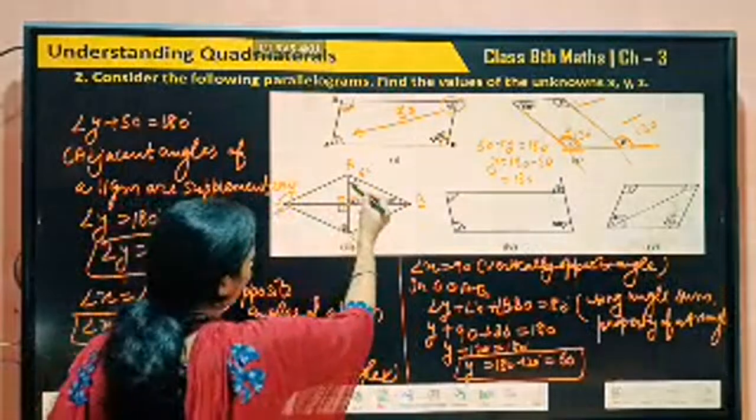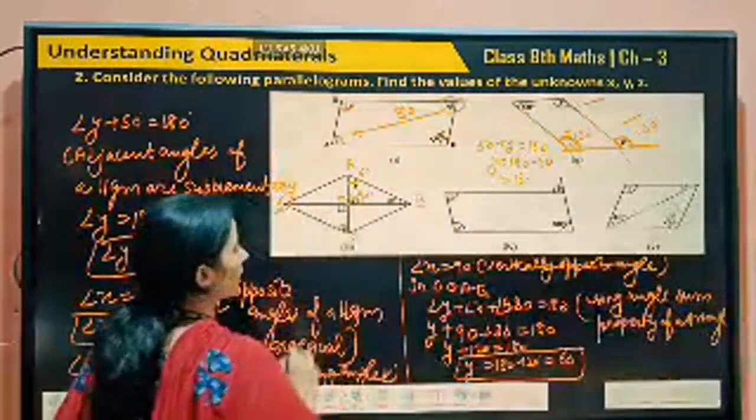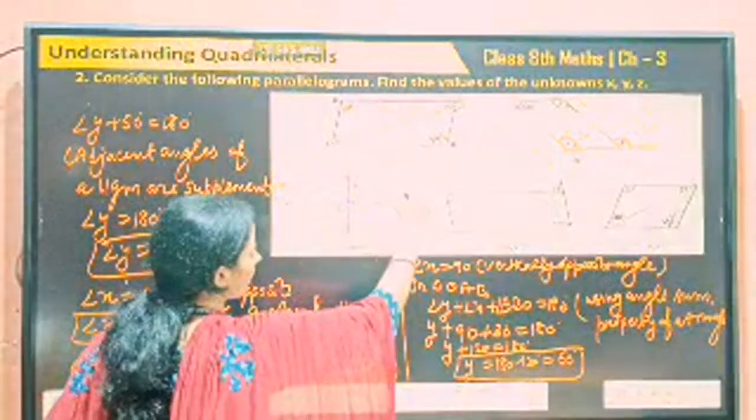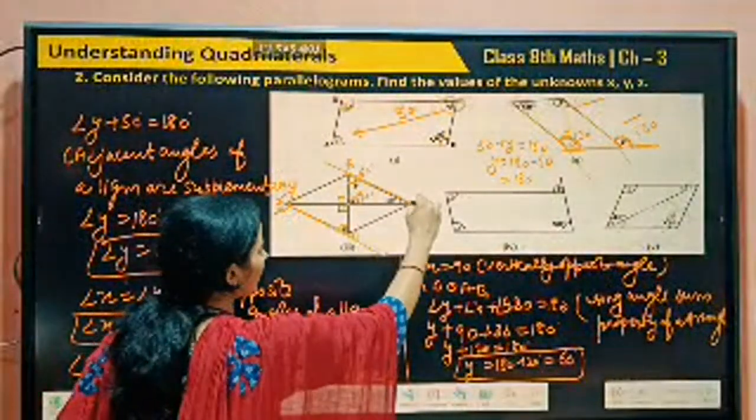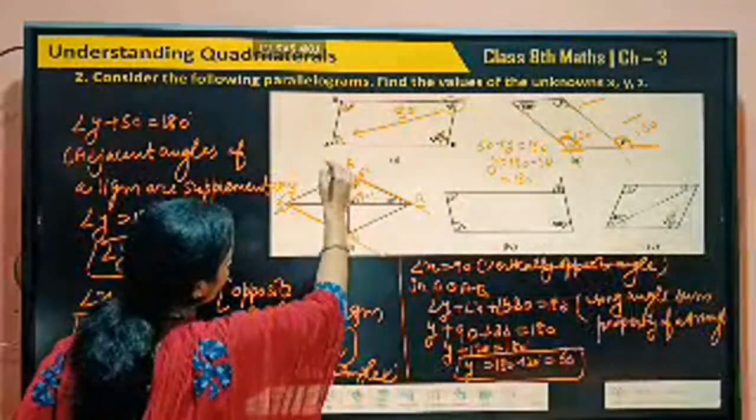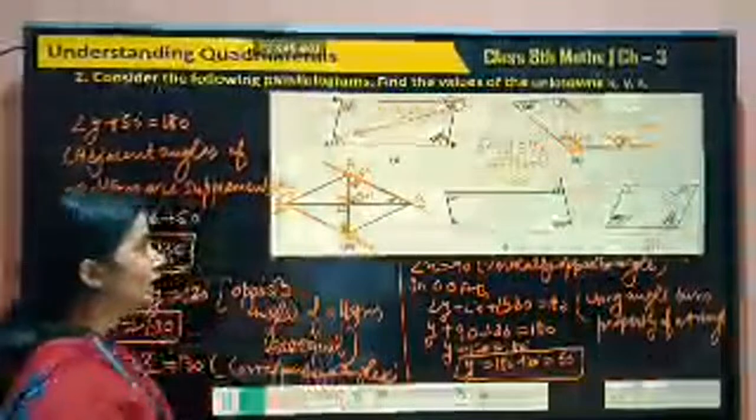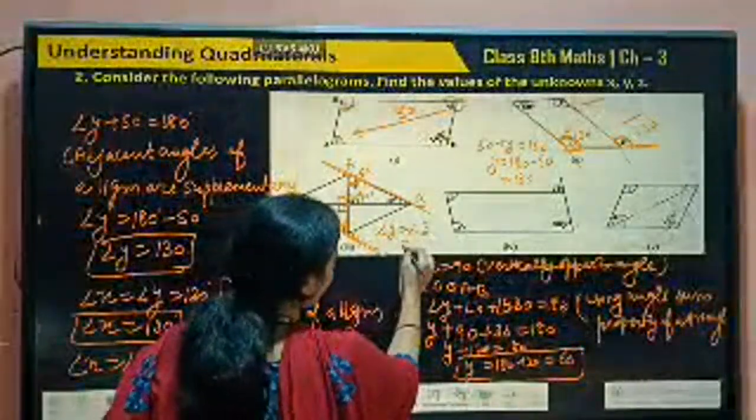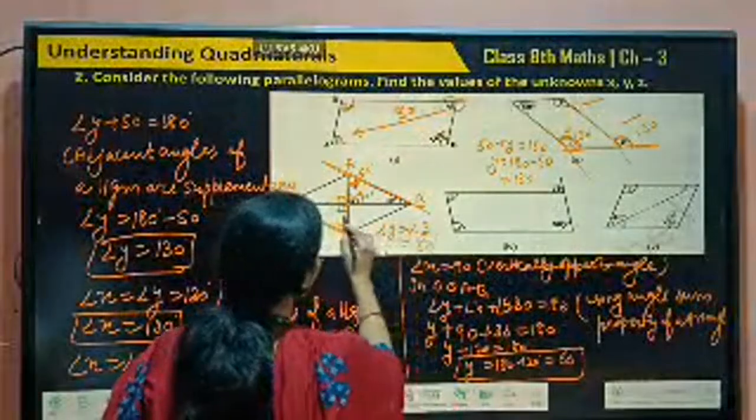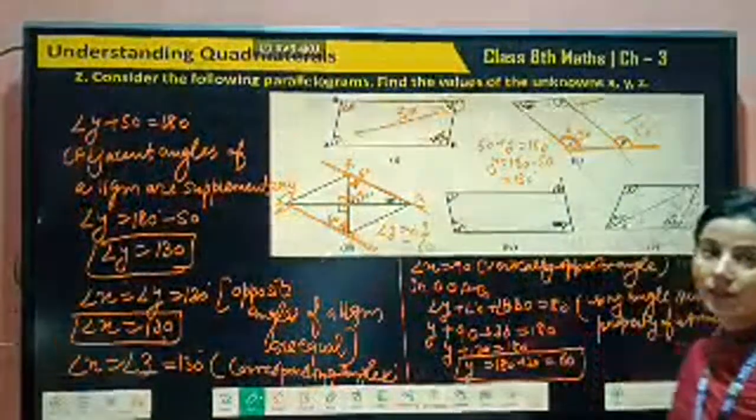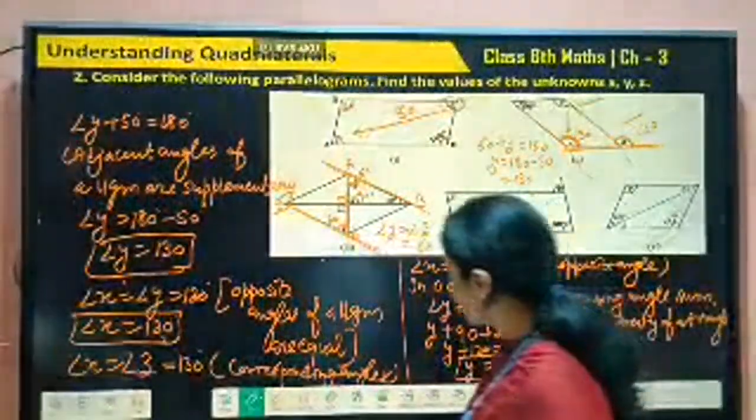Now see, this angle y equals angle z because DC is parallel to AB. These two lines are parallel, and these two angles are alternate interior angles. Angle y equals angle z, and angle y equals 60. So this angle z is also 60 degree. The reason is these are alternate interior angles. Okay, see next question.